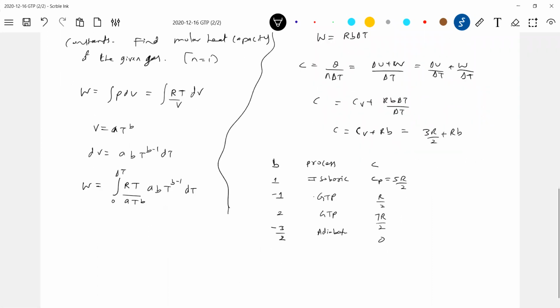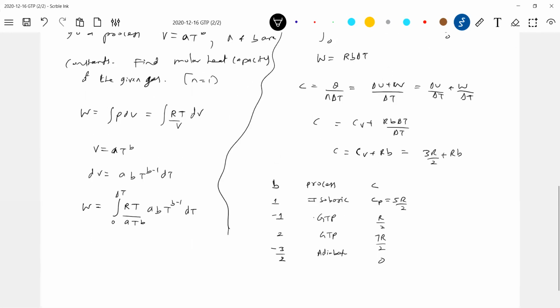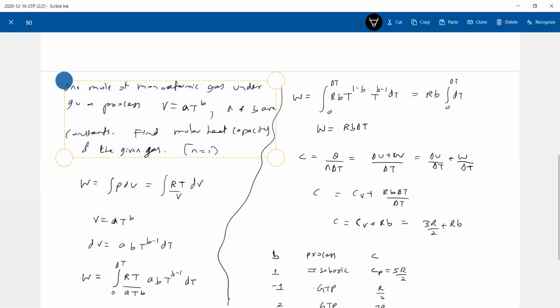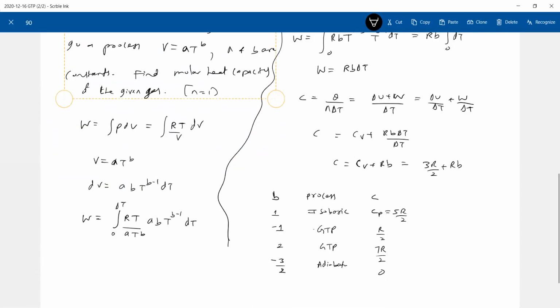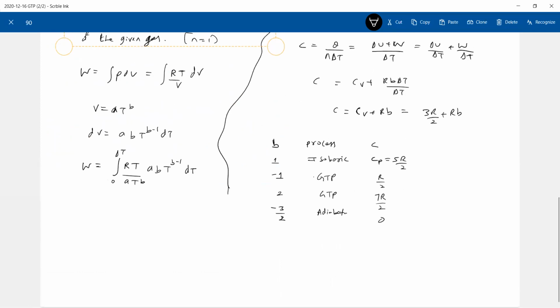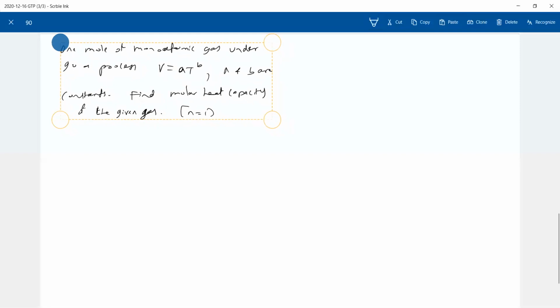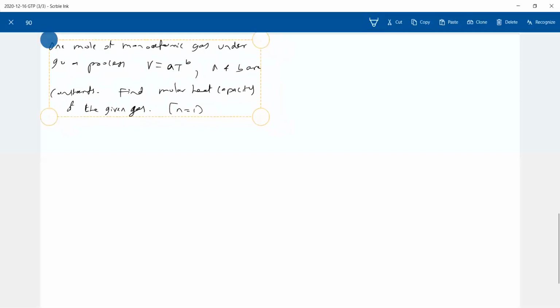Okay, now let's take the next one. Change a little bit of the equation. You have to find out the molar heat capacity.